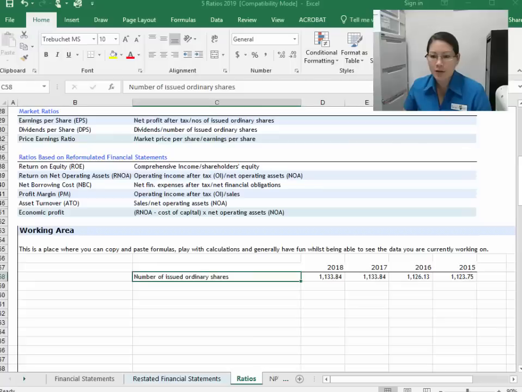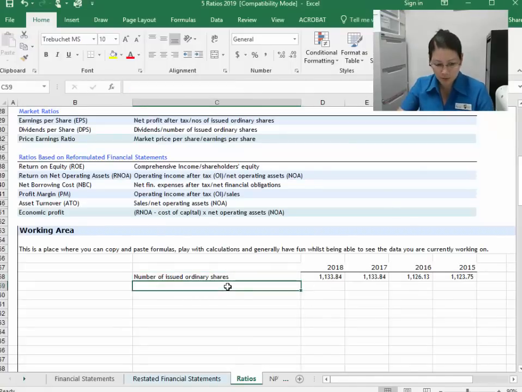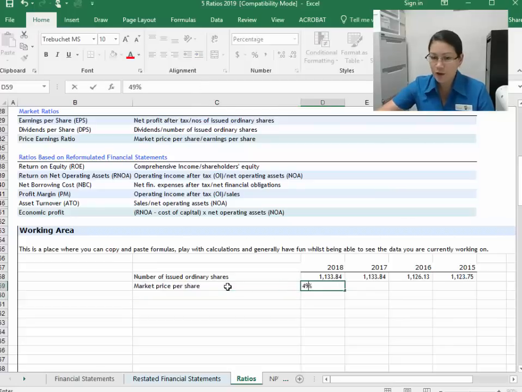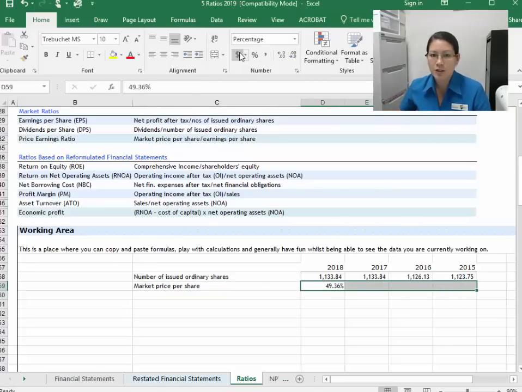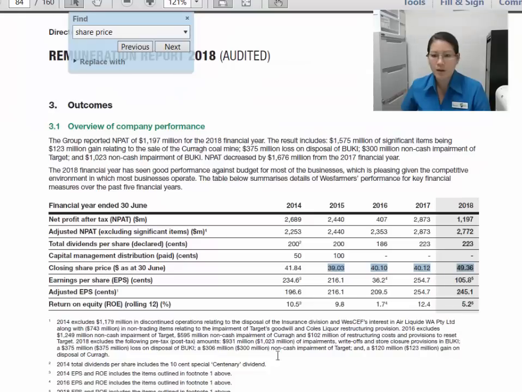So 49.36. So hang on, that's right. Market price per share, because that's what we're trying to find. So 49.36, and we want that as a dollar value. So change that to dollars. 49.36. Excel automatically does the divide bys when you put something in and then change it.